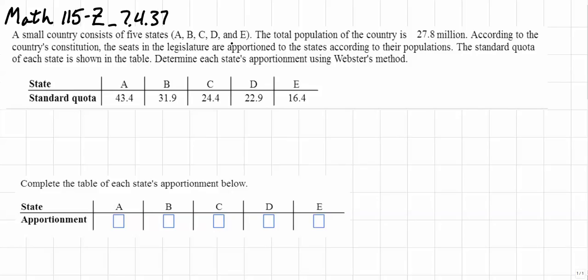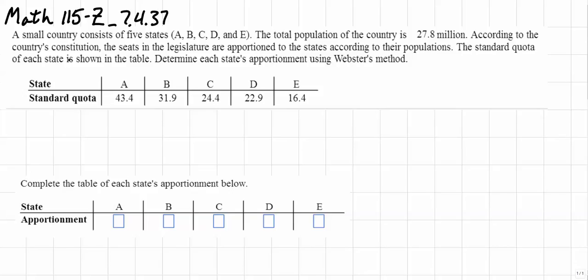A small country consists of 5 states, A, B, C, D, and E. The total population of the country is 27.8 million. According to the country's constitution, the seats in the legislature are apportioned to the states according to their populations. The standard quota of each state is shown in the table. Determine each state's apportionment using Webster's method.